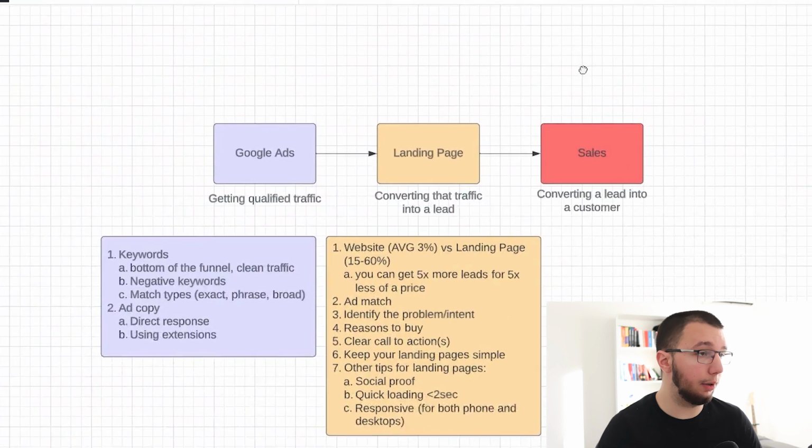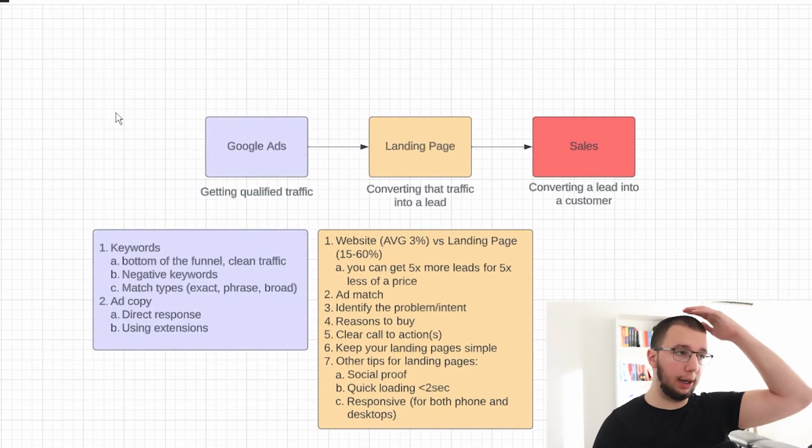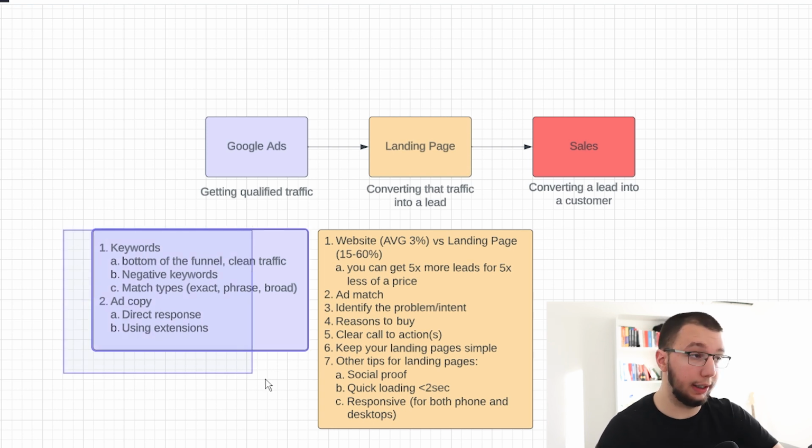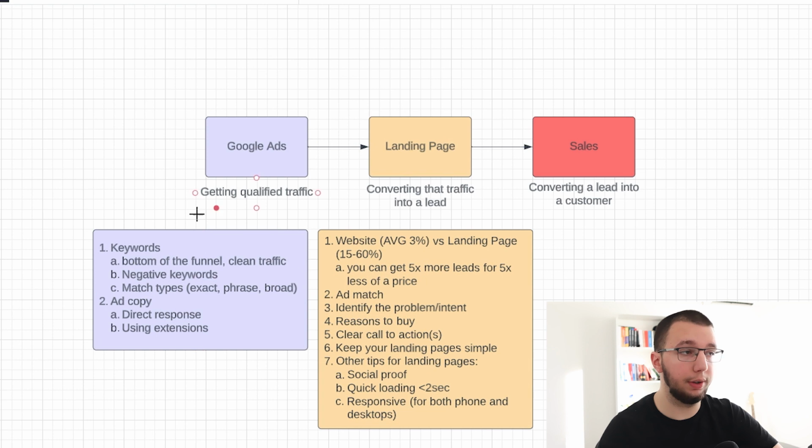So now that I got that out of the way, let's first talk about Google Ads and how to get quality traffic. Now the thing is, there is much more to Google Ads than this. But if you get these right, these are like a good foundation to your campaign. So the first thing is definitely keywords. For your keywords, you want them to be bottom of the funnel, clean traffic. And bottom of the funnel means that this traffic is high quality and high intent. And that means that for every click you're paying for people that actually want to buy your service.